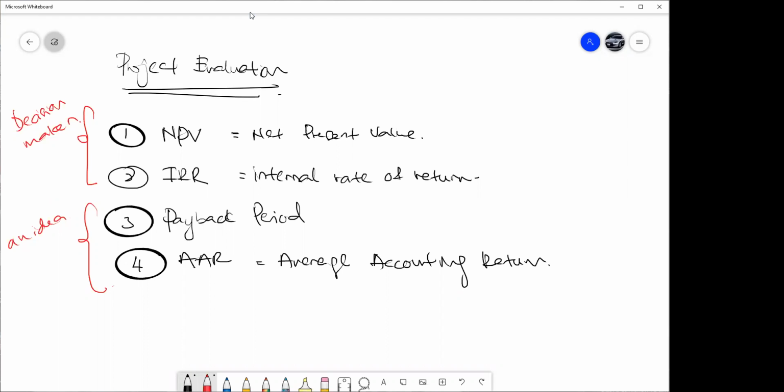You can use it easily to just calculate. Roughly, this is a positive one, so we could accept this. But to evaluate further, you need to use NPV and IRR to make the decision whether you should invest in this project or not, or whether this project will give you returns or not. So keep this in mind. There are 4 methods for project evaluation. Only NPV and IRR could be a decision maker, whereas payback and AAR are just a rough figure or a rough estimation of whether this investment is worth it or not.